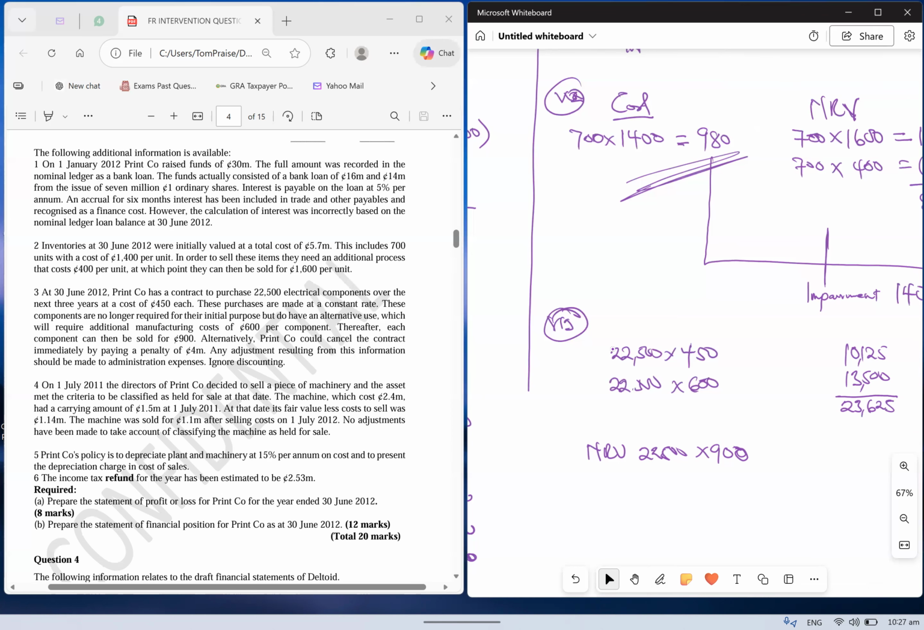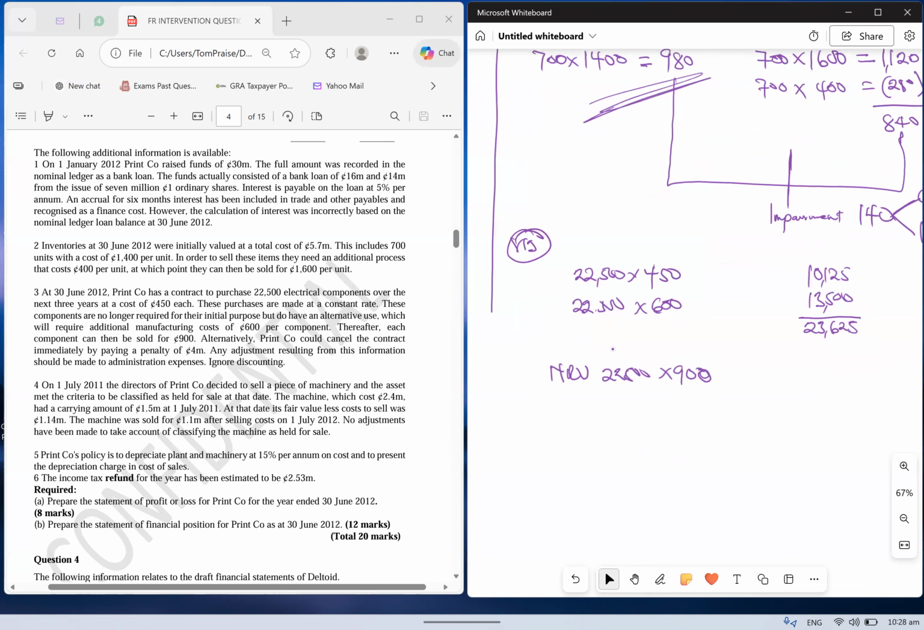What about the net realizable value? 10,500 multiplied by 900... 250. So this is what it means. If you go ahead to produce the thing, you can only sell it for 2250, which means you will lose. There is a loss of how much?